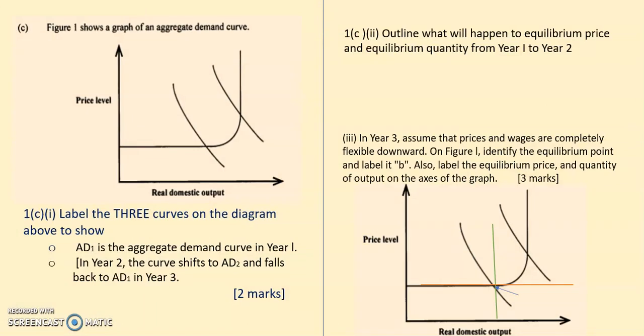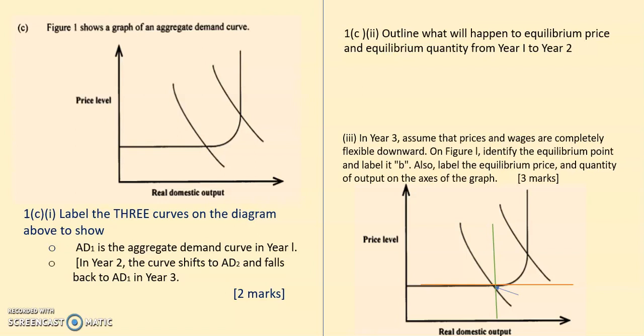And part C is asking us to label a diagram. It says this diagram has 3 curves on it. And it wants to show that AD1 is the aggregate demand curve in year 1. And then in year 2, the curve is going to shift to AD2 and then fall back in year 3 to AD1. All right, so let's plot these then and see.